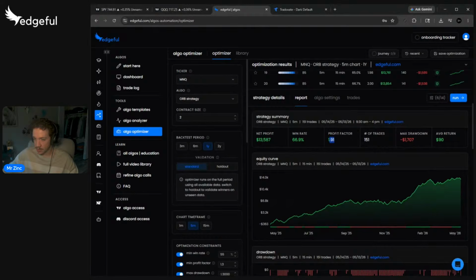The profit factor in total is 1.9 right now. If you remove the weekdays that you don't want it to trade on, you can probably bump that up to like a 2.5, 2.8.